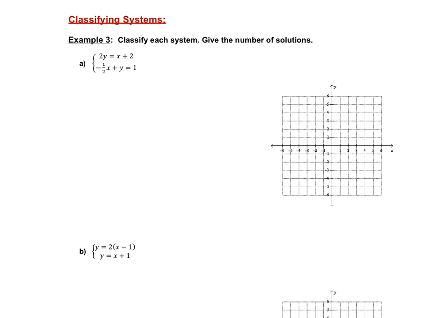Okay, so for this next one, classify each system, give the number of solutions. So the first thing we need to do is isolate y so we can make sense of this. So in the first equation, I need to divide everything by 2. That gives me y equals, remember it's 1x, so it's 1 over 2 x plus 2 divided by 2 is 1. In the second equation, to isolate y, I need to move this negative 1/2 x to the other side. It's going to become positive 1/2 x. And then a positive 1 plus 1. What do we notice? They're the same exact line, right? When we have the same line, coinciding lines, it's infinitely many solutions.